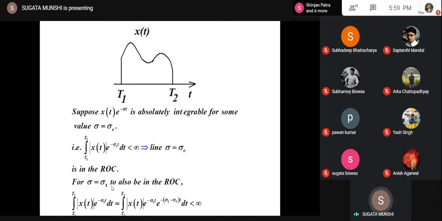For sigma equal to sigma 1 to also lie in the ROC, what should happen? That integral should be finite. Now to consider that, what have I done? Magnitude of x(t) e to the power minus sigma 1 t. With that I have multiplied e to the power minus sigma 0 t and again multiplied by e to the power sigma 0 t. Just that manipulation has been done. So that has to be finite.